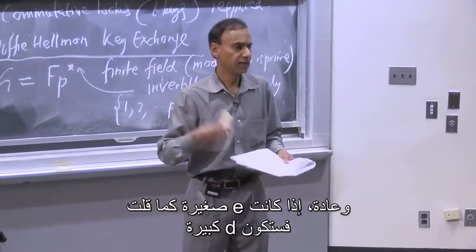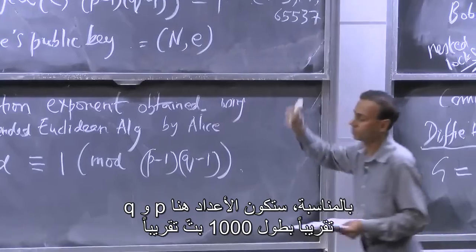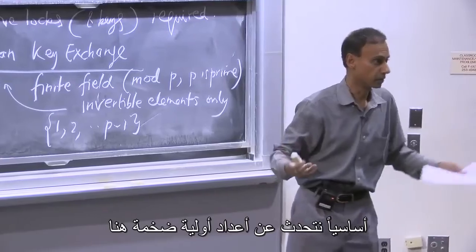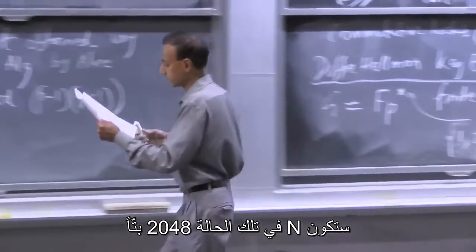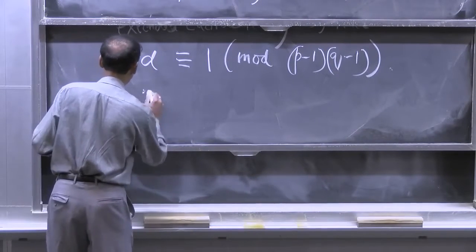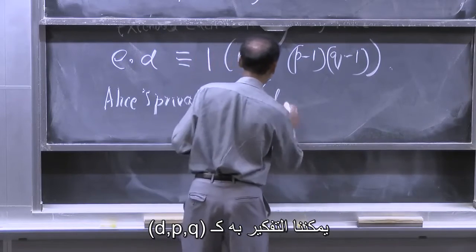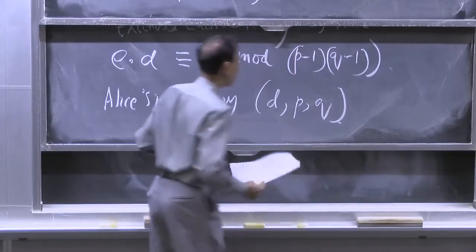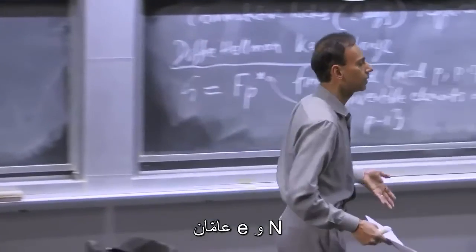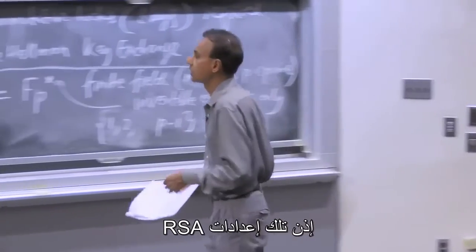And typically, if E is small, as I said, D is going to be large. By the way, the numbers here, P and Q, are going to be roughly 1,000 bits long, right? So that's essentially, we're talking about huge primes here. And so N would be 2048 bits in that case. So the private key, Alice's private key, you can think of as D, P, Q. Right? So now it's clear as to what's public and what's private. N and E are public; D, P, and Q are private. All right? So that's the setup for RSA.